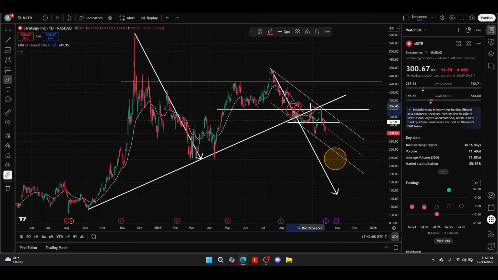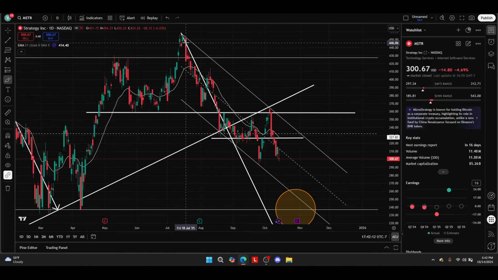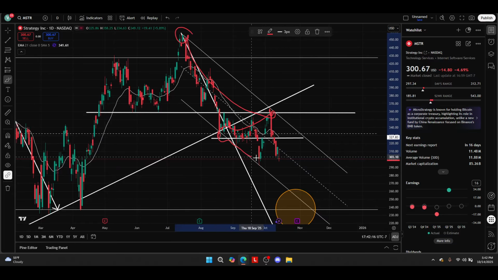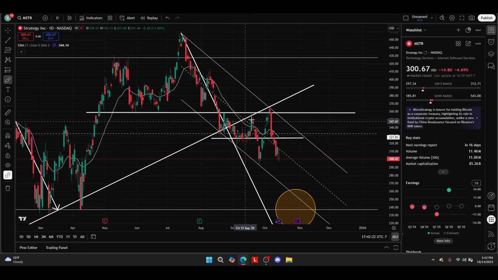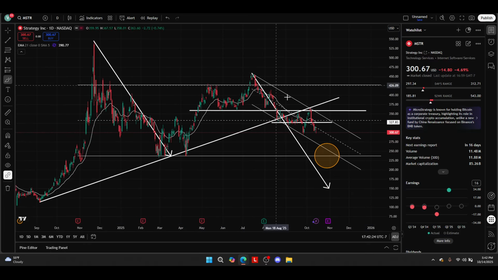We tested that 360 level as well. We are below it. We're below the EMA. We're in this downward channel. You can take this swing to this swing. It fits really good on the opposite side. Looks like we're headed back down to the lows, which is right around the 260, 270s of that channel. And then potentially there's a macro measure move target in play towards the 150 level.